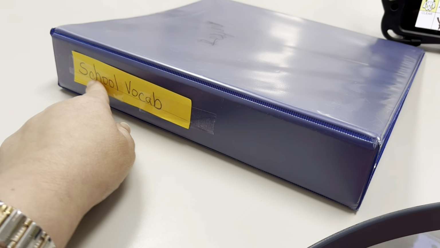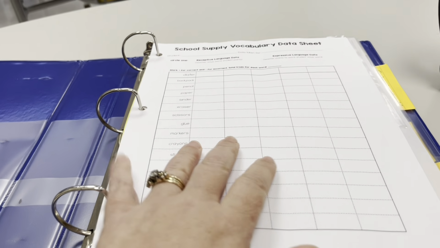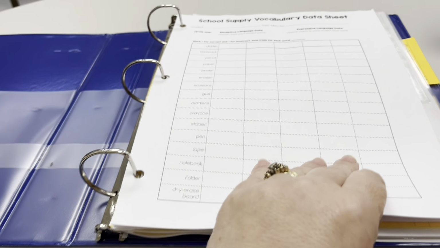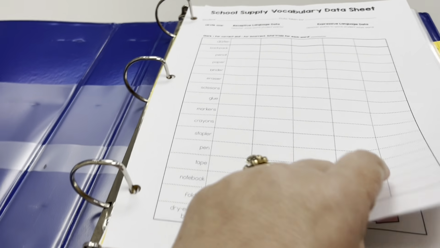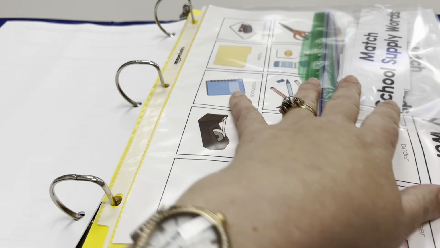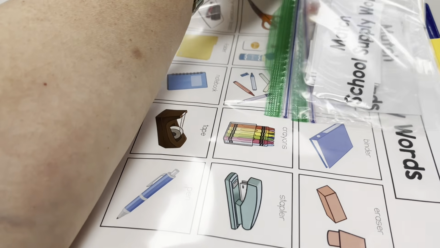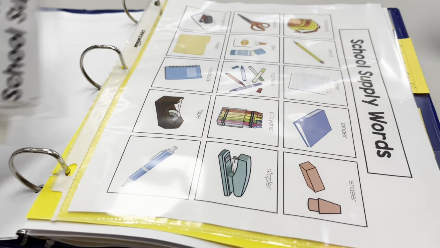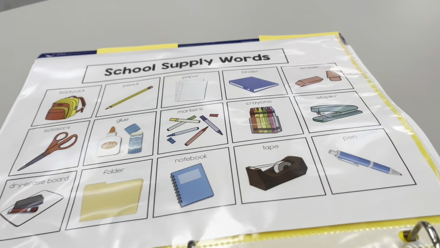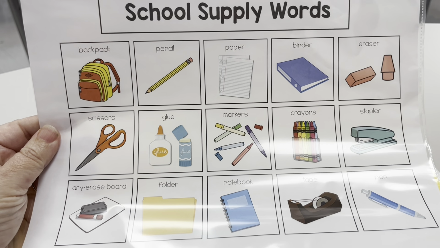Another back to school activity I like to do is to have a vocabulary notebook that I keep track of each student. I haven't filled it out yet, but this is just my data sheet. I got this from the Autism Helper's back to school vocabulary set. I like to put each board with the words that go with it. So you can see this is my school supply words. I feel like this is probably going to be the easiest page, so it will be one of the first ones that I do with them.